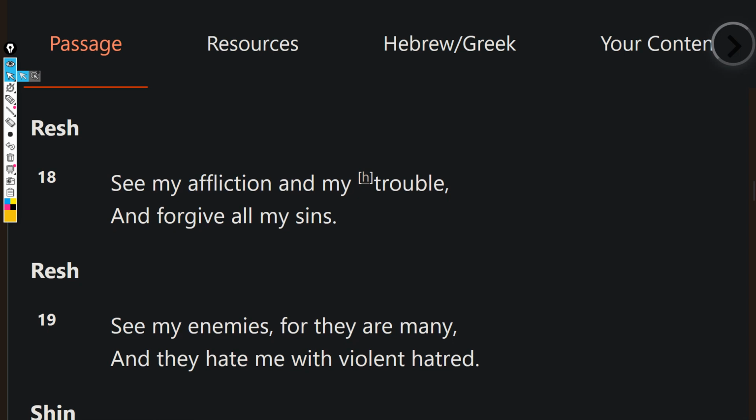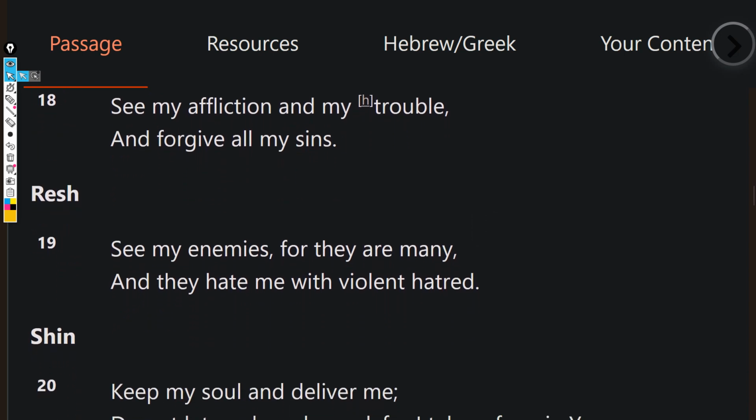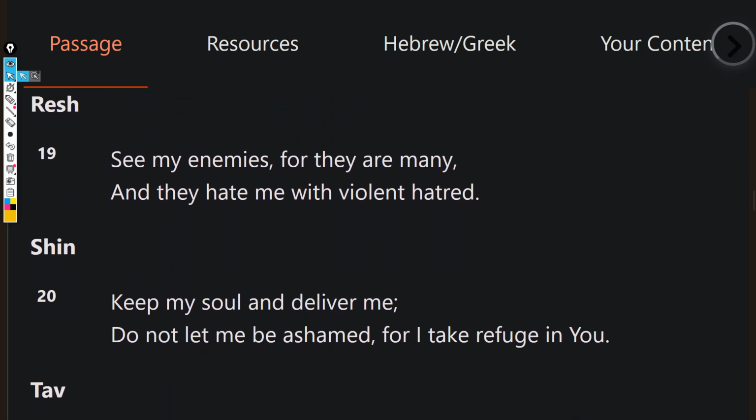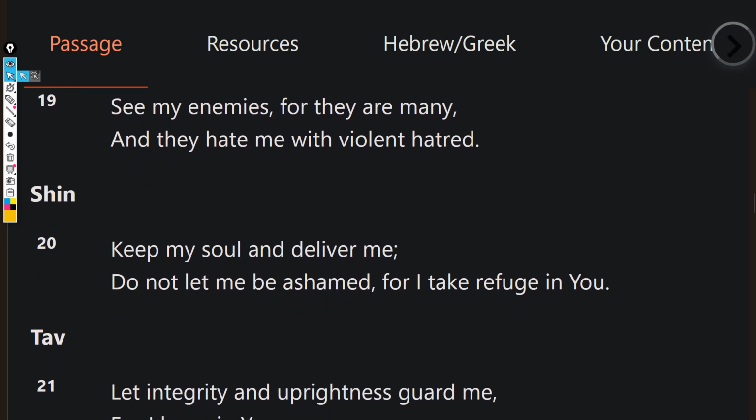Now, he actually might physically be distressed, but this is, I think, all metaphorical language of what is happening inside King David's mind. See my affliction and my trouble, and forgive me of all my sins. King David has already mentioned, God, I have great iniquity. Please mercy me. How many times in this passage alone has he said, God, please forgive me, forgive me, please. See my affliction and my trouble and forgive all my sins. Resh. See my enemies, for they are many, and they hate me with violent hatred.